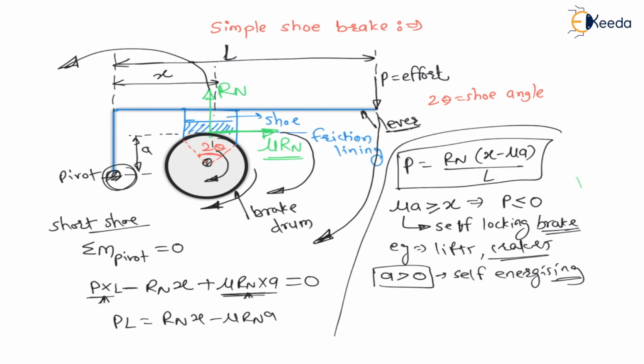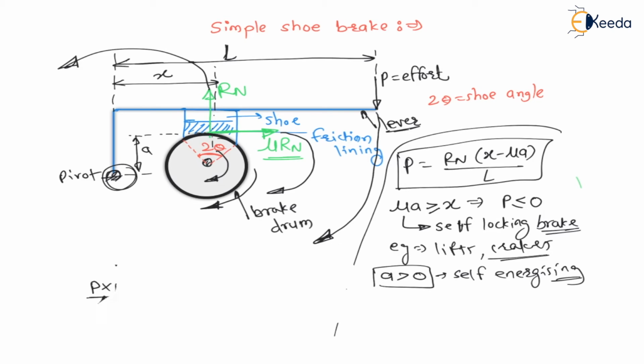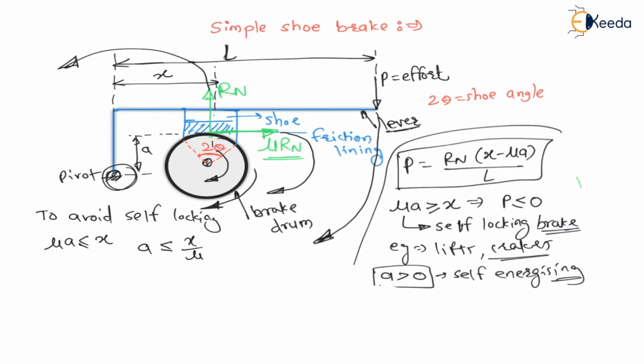Now here, we have to avoid self locking tendency. Always we have to avoid self locking tendency, right? Therefore, to avoid self locking, can I say here, this mu a must be less than x, right? Or equal to x, right? Therefore, can I say this a must be less than or equal to x by mu for avoiding self locking.